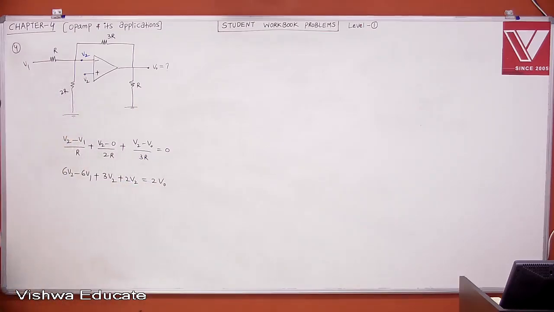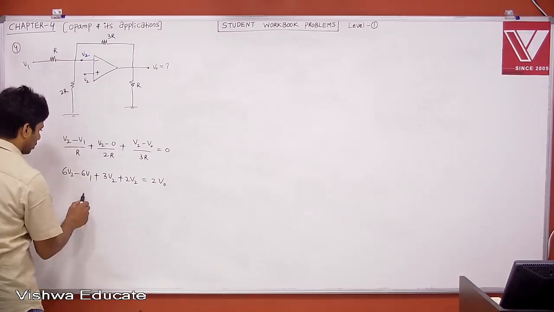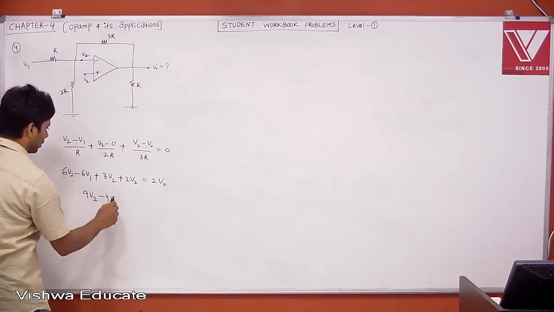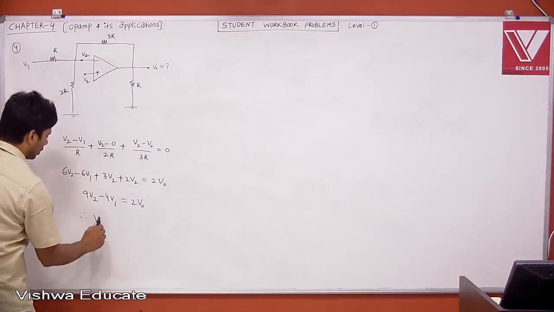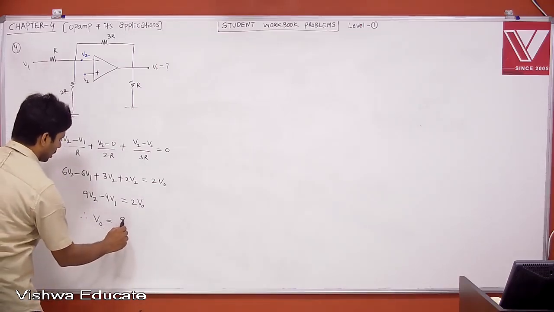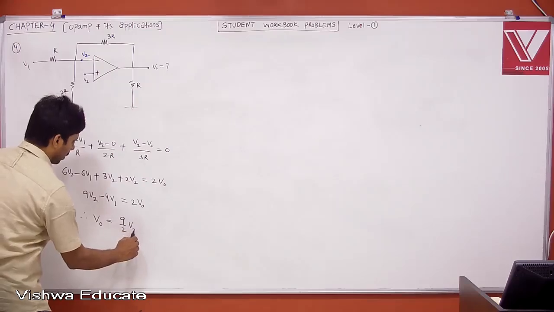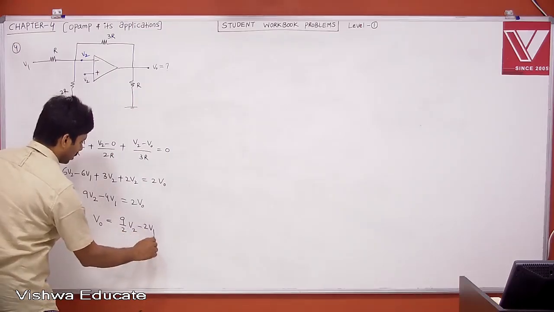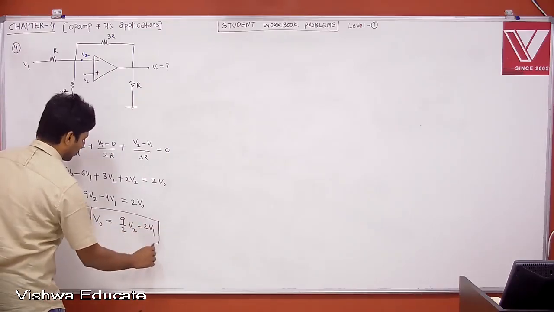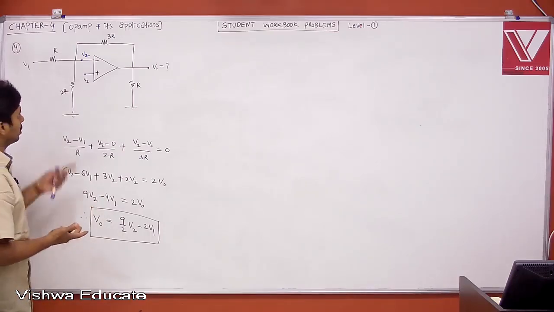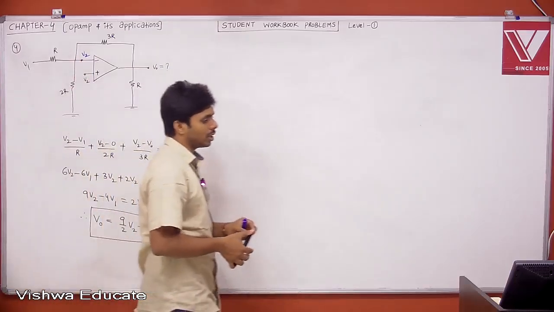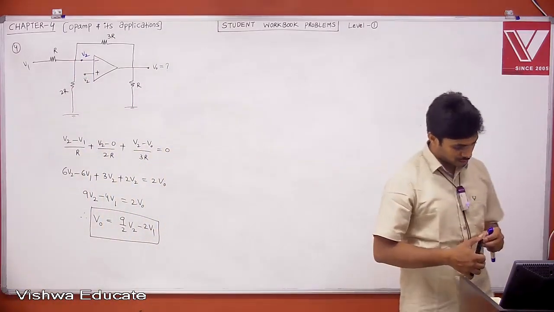Therefore, what is this value? 6V2, 3V2, 2V2: 11V2 minus 6V1 is equal to 2V0. Therefore, V0 is equal to 11 by 2 V2 minus 3V1. This is your output voltage. Just mathematics. Once you know that it is a nodal analysis problem, by applying nodal analysis, we got it. That too only one equation. If you apply nodal analysis at that node, we get the answer.